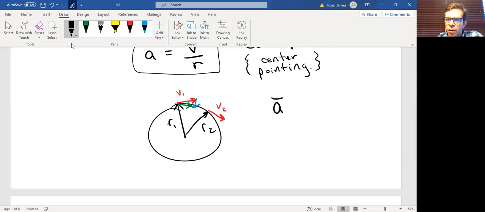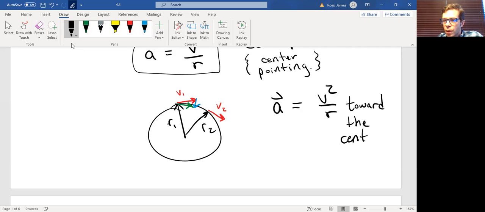The acceleration for uniform circular motion is given by V squared over R toward the center. So an important thing to note here, the acceleration is not constant because it's constantly changing direction, but it is constant magnitude for uniform circular motion. And we'll do some practice problems with this, especially once we start doing forces. We'll do a bit more of these.